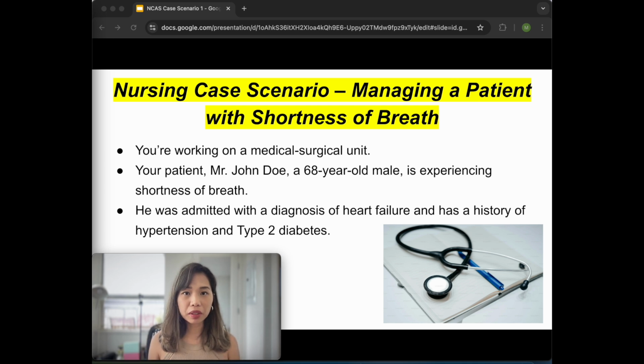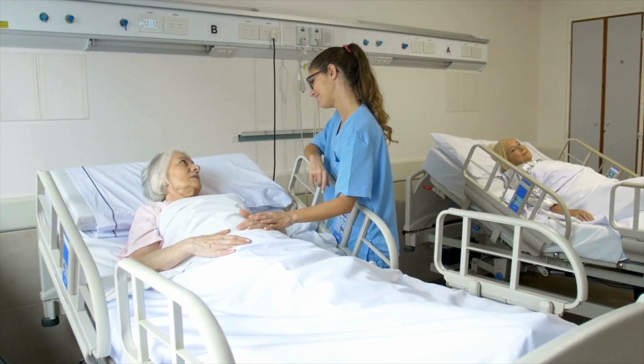during your Inspire Global assessment or your NCAS or even in real life situation, you need to acknowledge and pay attention to the patient's main diagnosis and patient's medical history, but also the patient's age, because that will help train your brain, train your mind to anticipate patient complications.